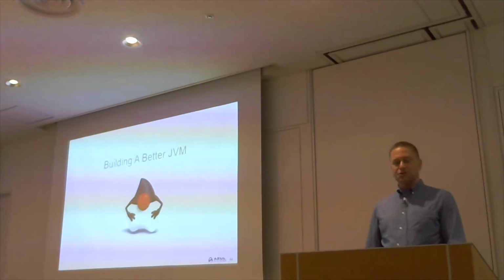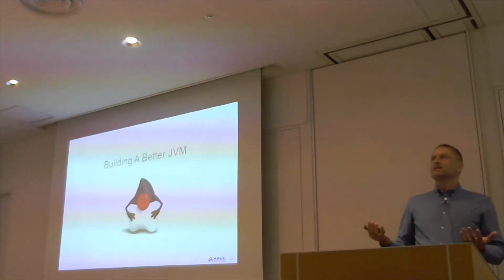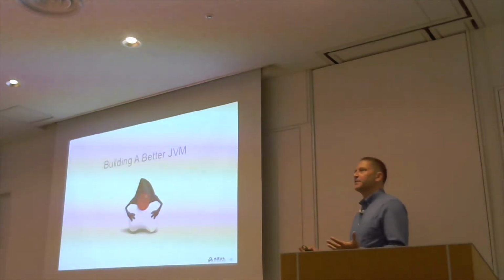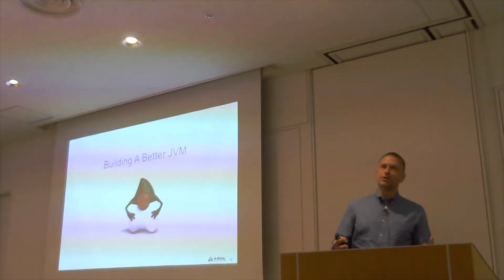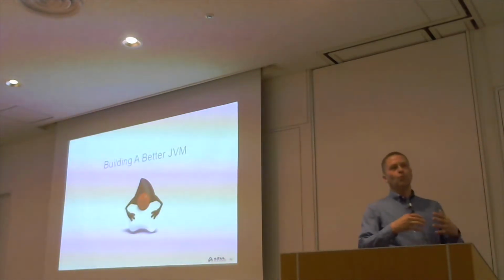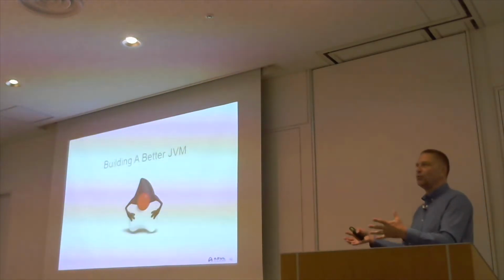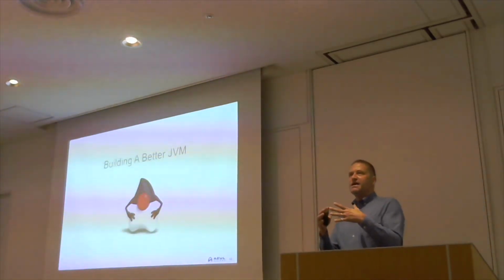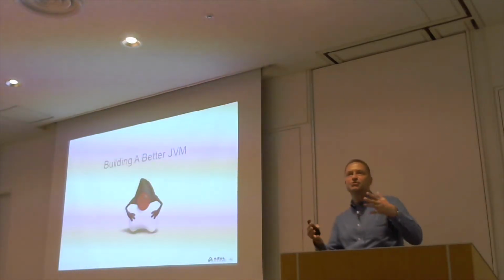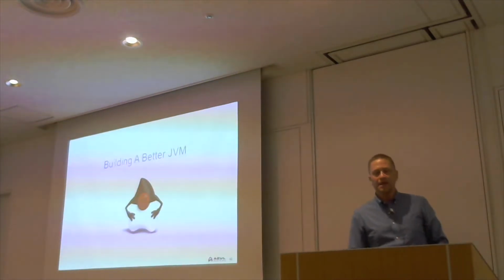Right, part 2, building a better JVM. As I said at the beginning, one of the things that you find with Java is that you're running on top of the Java virtual machine. And the Java virtual machine, whilst a very powerful and a very convenient and very useful thing to have, introduces a level of indirection. It introduces a layer between you and the operating system.